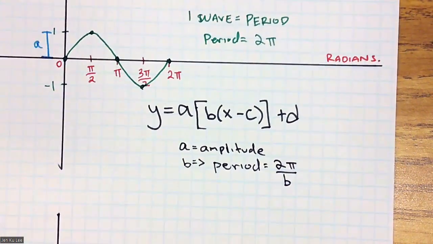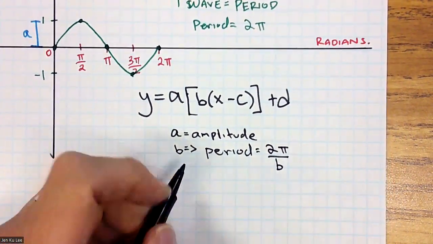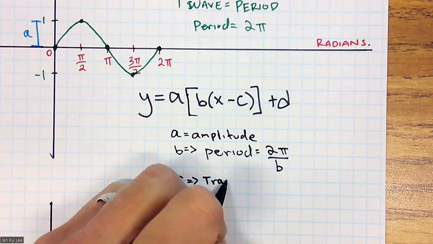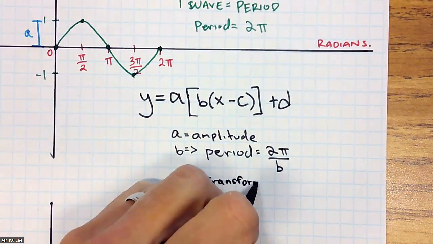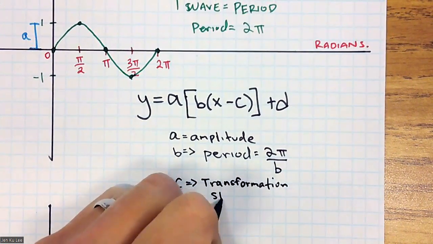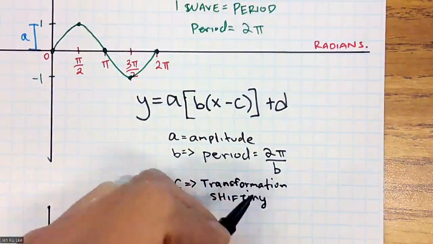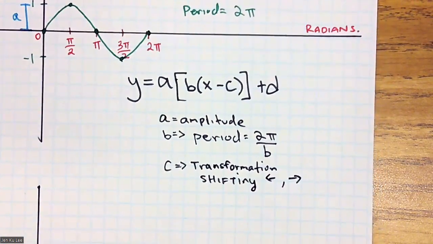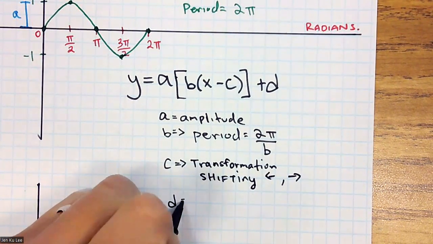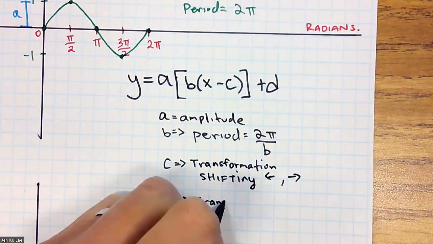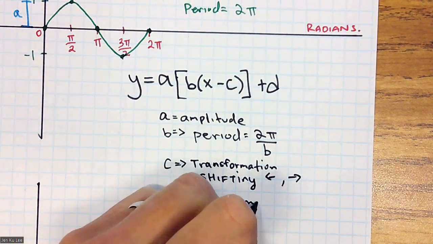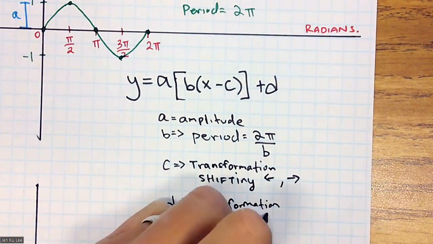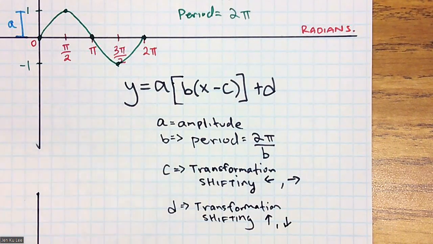We're going to dive into this later. My C value is actually a transformation of shifting it left or right. And my D value is the transformation of shifting this up or down, the whole thing up or the whole thing down.